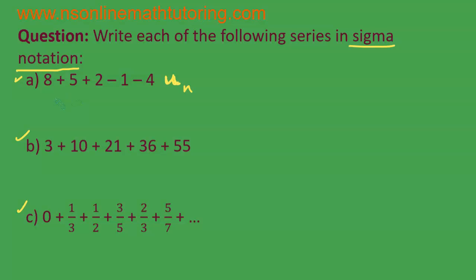5 minus 8 is equal to minus 3. 2 minus 5 is minus 3. Minus 1 minus 2 is minus 3, and minus 4 plus 1 is also equal to minus 3. So there is a common difference between the terms. So we can write this as a linear sequence or linear series. Since the common difference is negative 3, I am writing negative 3. Whatever is the common difference, we write that. To that we multiply the term number.